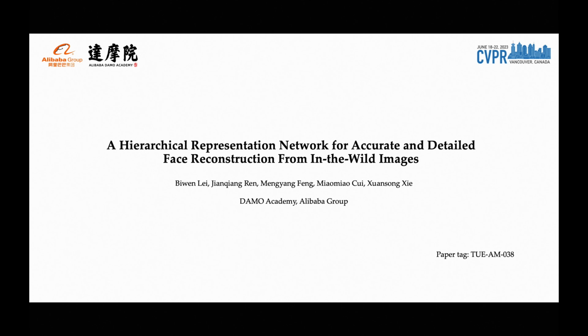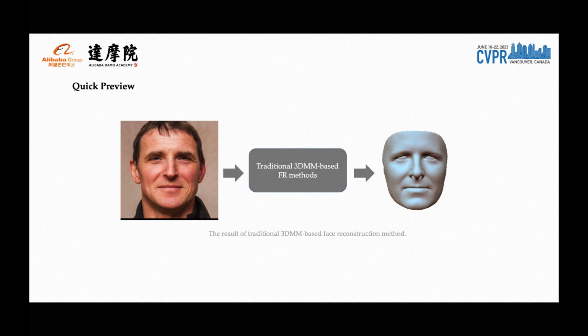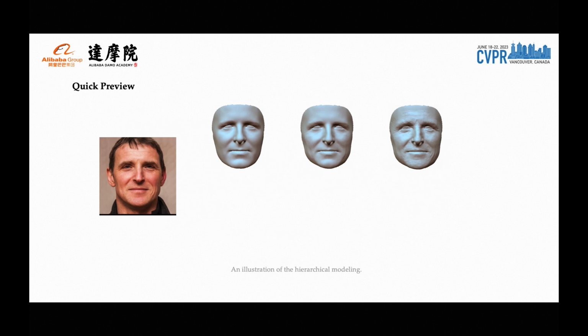In this work, we present a hierarchical representation network for accurate and detailed face reconstruction from in-the-wild images. Limited by the low-dimensional representational capacity of 3DMM, most 3DMM-based face reconstruction methods fail to recover facial details. Based on this observation, we decouple the facial geometry into three components: low-frequency geometry, which provides the coarse shape roughly aligned to the input face; mid-frequency details, which describe the details of the contour and local shape; and high-frequency details, such as wrinkles and micro-bumps.